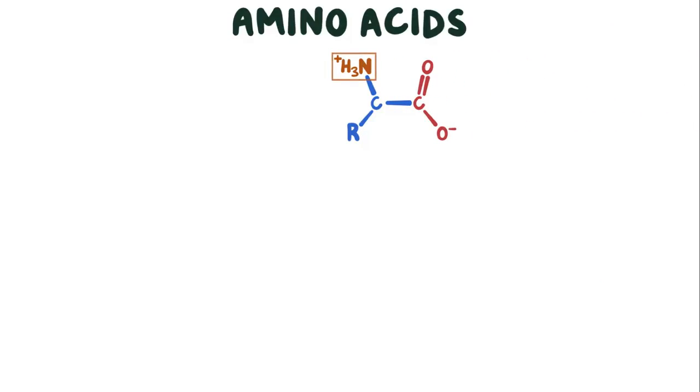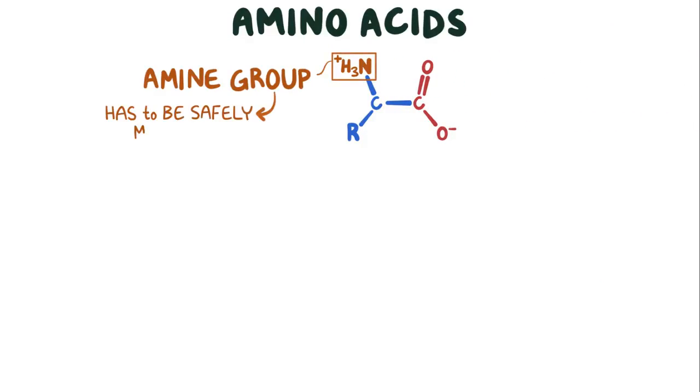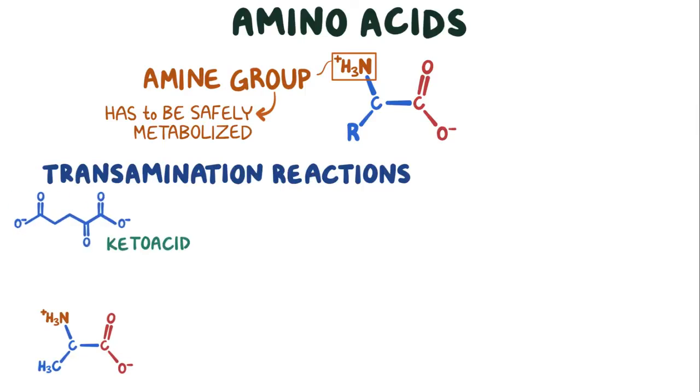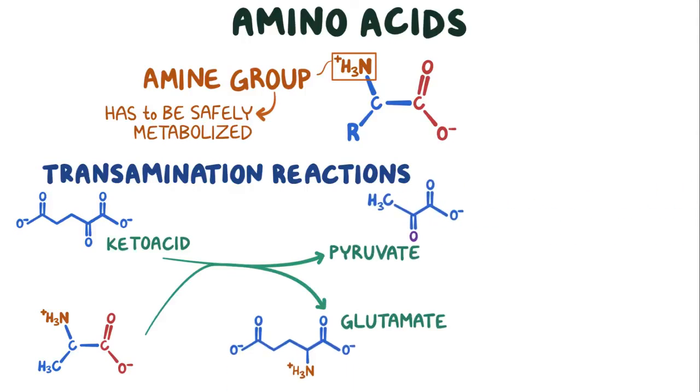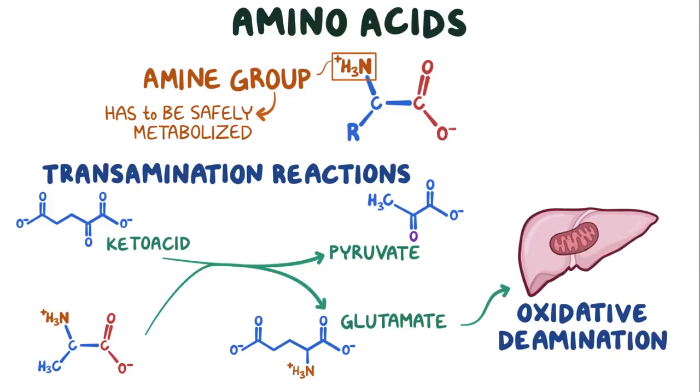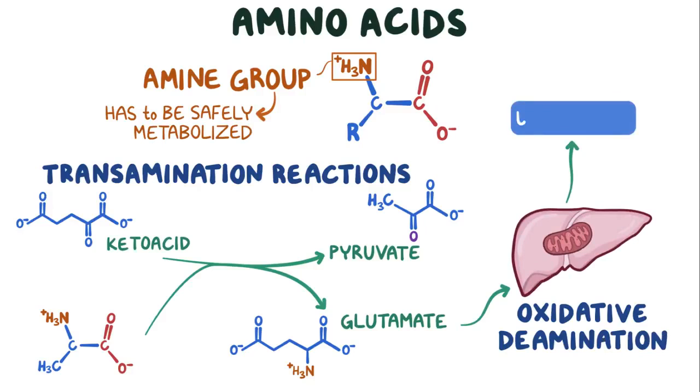Alright, as a quick recap, amino acids have a nitrogen containing amine group that has to be safely metabolized to avoid toxicity. To do that, cells use transamination reactions with a keto acid like alpha-ketoglutarate to generate intermediates like pyruvate and glutamate. Glutamate can then be oxidatively deaminated in the liver mitochondria to get rid of ammonia in the urea cycle.